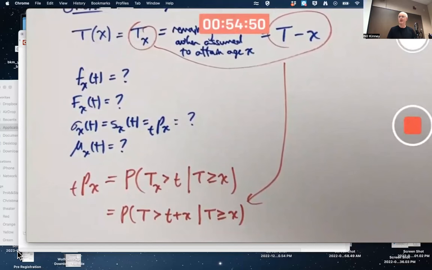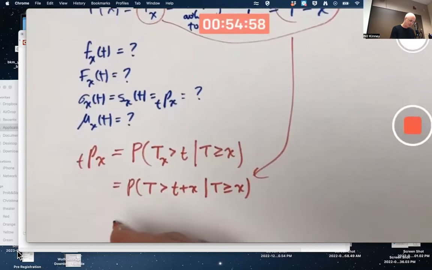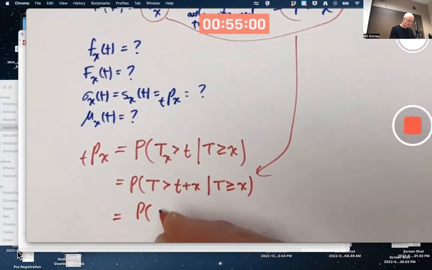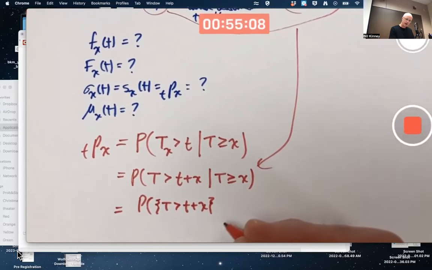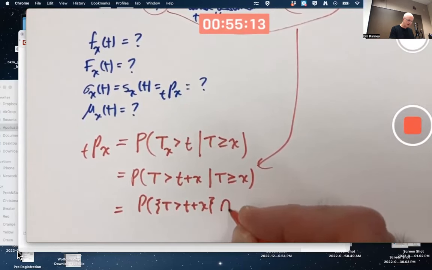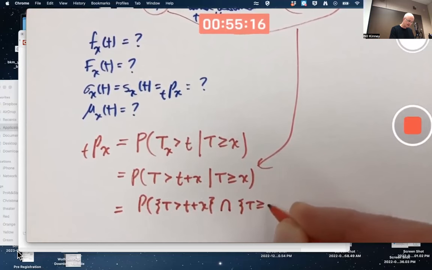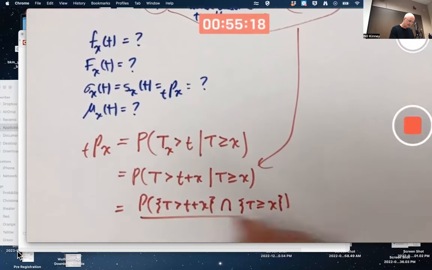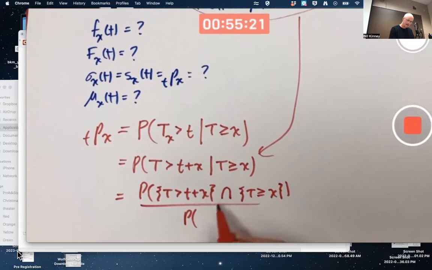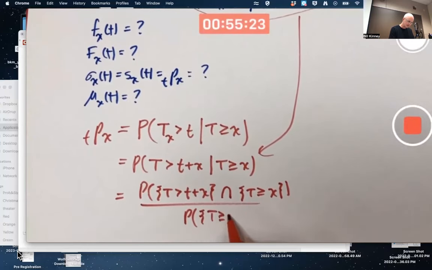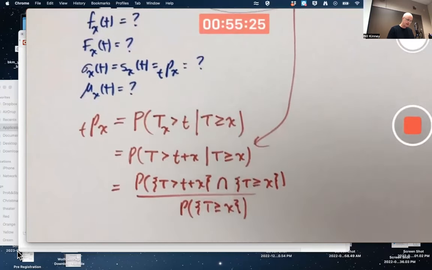As a conditional probability, I can rewrite this as a ratio of two ordinary unconditional probabilities. And I'll use set builder notation, even though I'm not using it in the best way. The probability of the event that capital T is greater than t plus x, intersection the event that capital T is greater than or equal to x, divided by the probability that capital T is greater than or equal to x. This is just the definition of conditional probability.